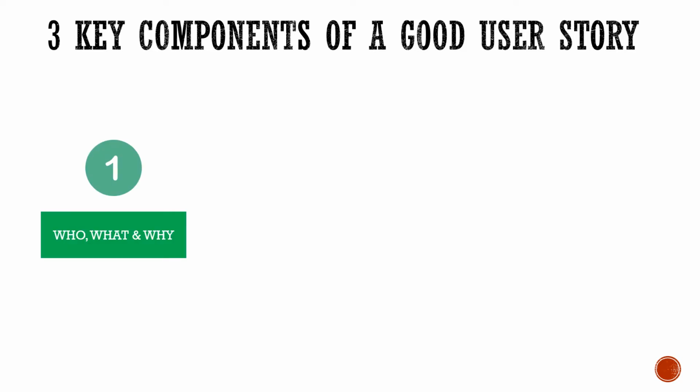There are three key components of a good user story. Number one, who, what, and why. Who requires it, what is required, and why is it required. So this provides a context for the user story.